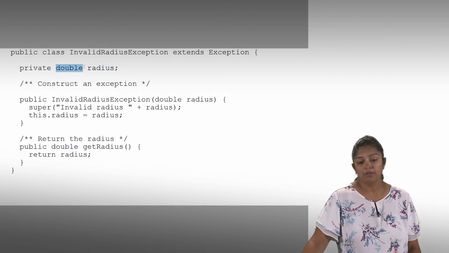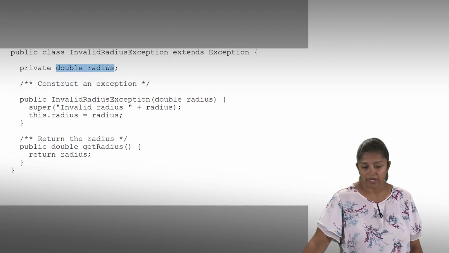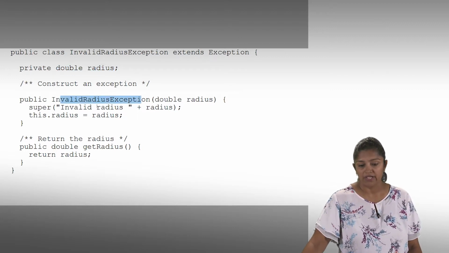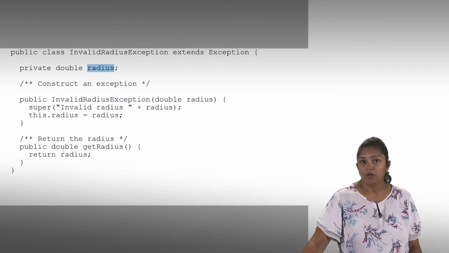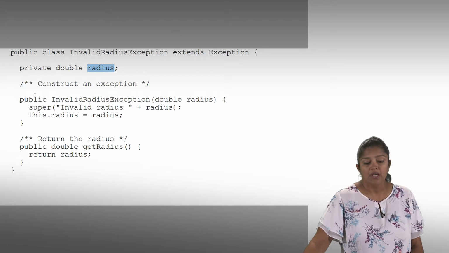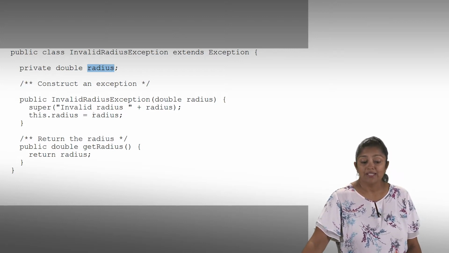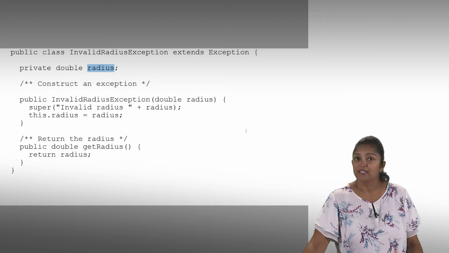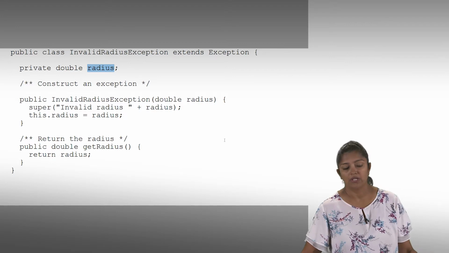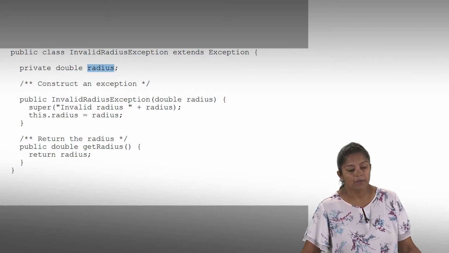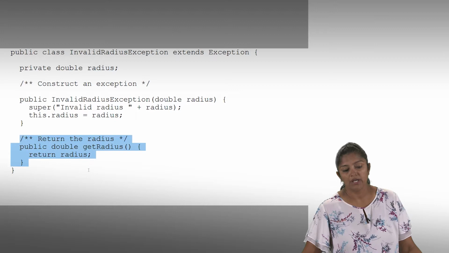So here what we are able to do is have a data member called radius, and in the constructor of invalid radius exception, we are taking in that radius and setting it to this radius field. So that way when we print out the error message, instead of just saying invalid radius, we can say invalid radius -5. So the user has additional information of what was not correct about it. And then there is a get method to get the radius.